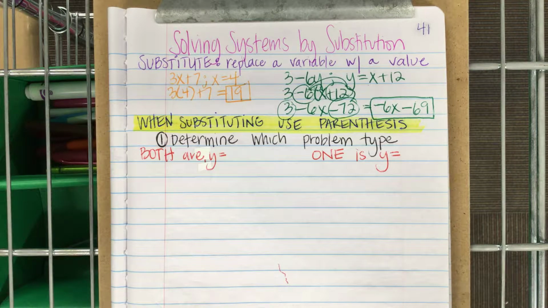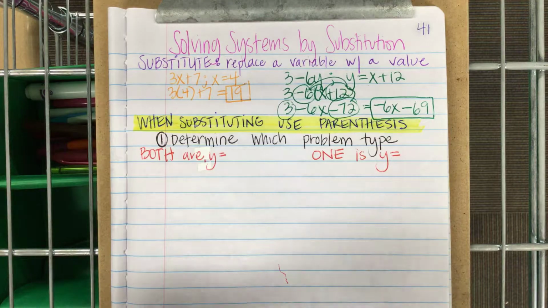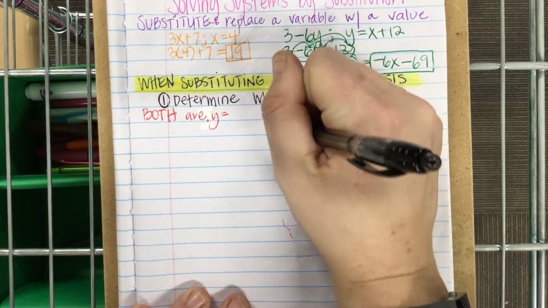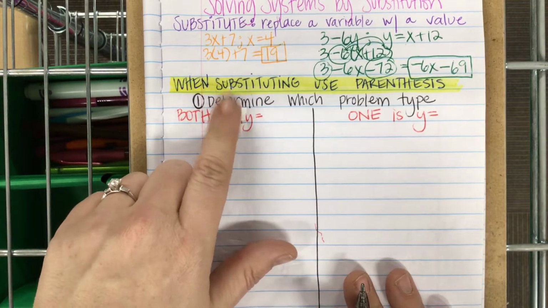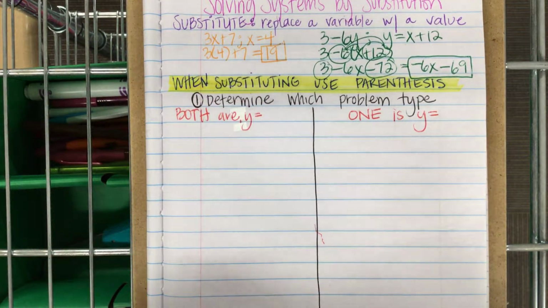Because remember, systems means there's 2 problems, or maybe 3. Only 2 today. So there are 2 types of problems. Both of them are y equals, or only one of them is y equals. That's step 1. Can you determine which one is which? Easy? Hopefully. All right. I'm going to split this in the middle. And we're going to work on this guy first. Ready?